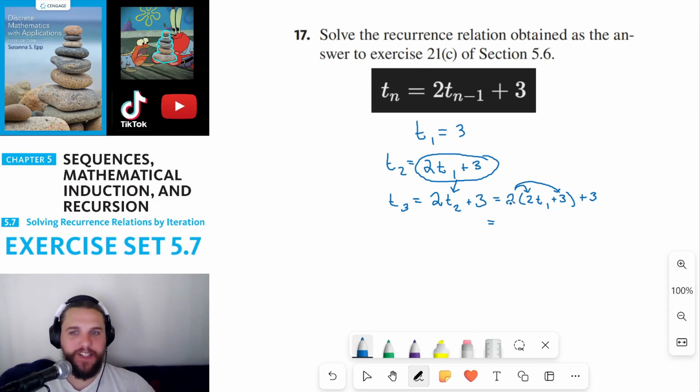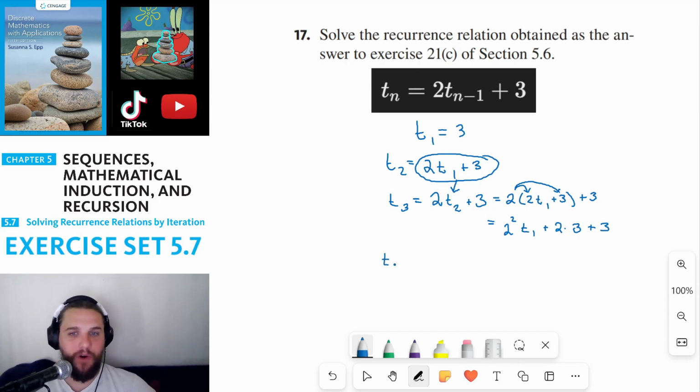Now I know it's tempting to say that 2 times 2 equals 4, but I'm actually going to write it as 2 squared. And that's because a lot of the solutions to these recurrence relations are exponential in nature. And it's easier to see that if you group together factors without actually evaluating 2 squared. I'm going to write this as 2 squared times t1 plus 2 times 3 plus 3. I know it's tempting to do these multiplications, but I'm only distributing and combining like terms.